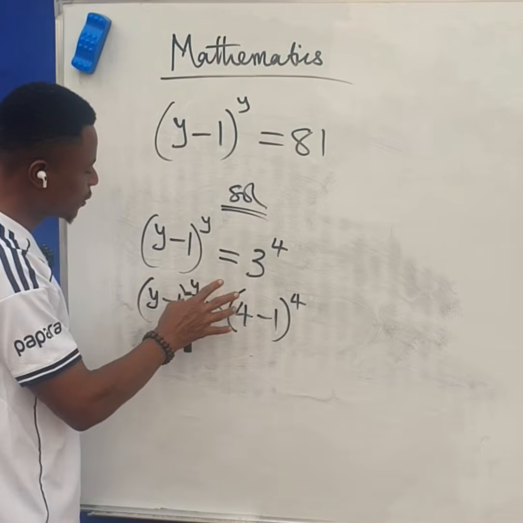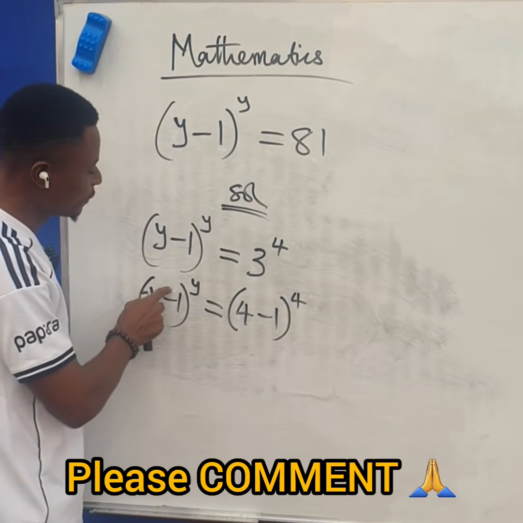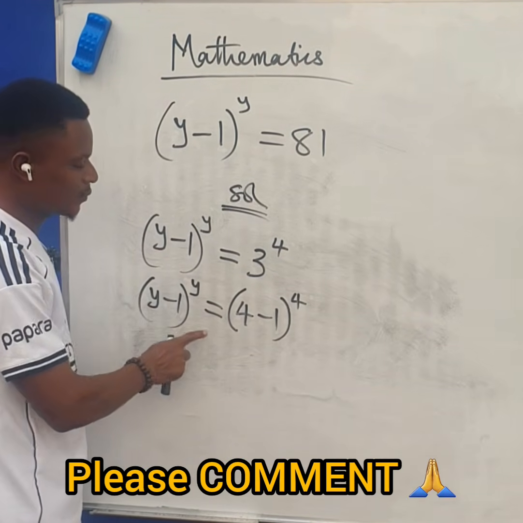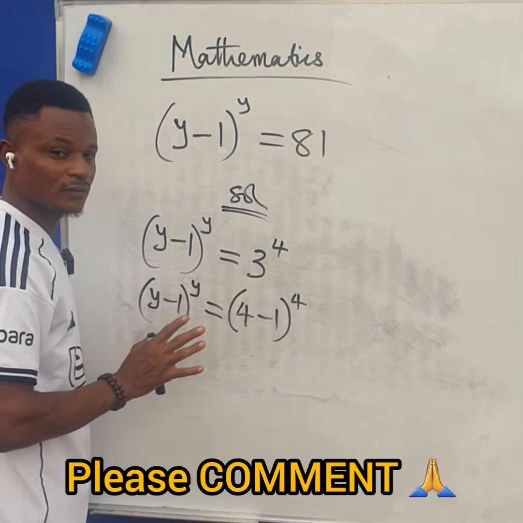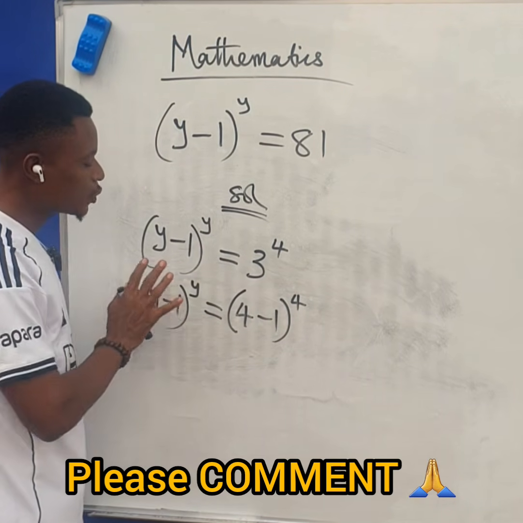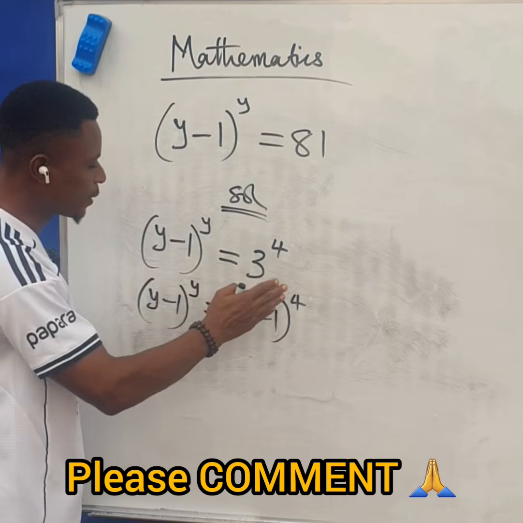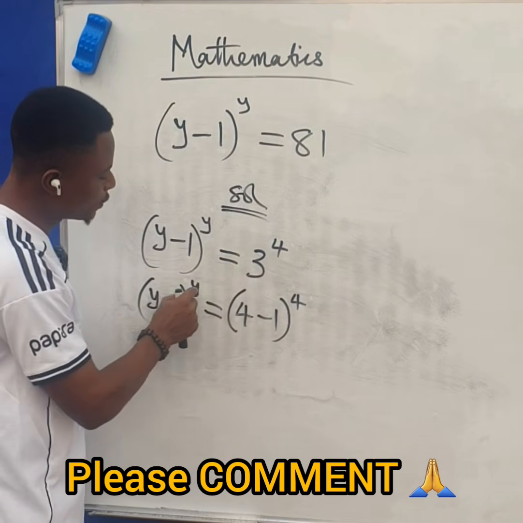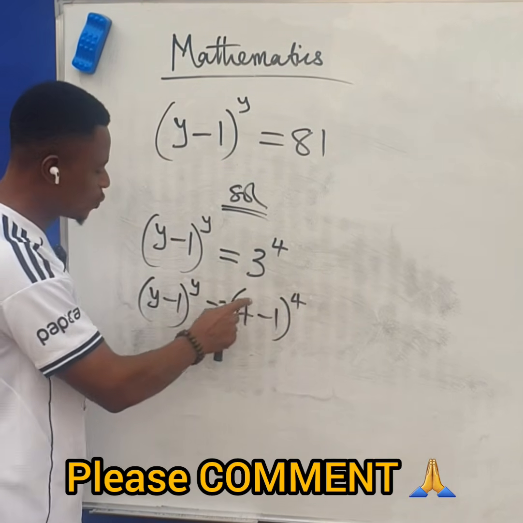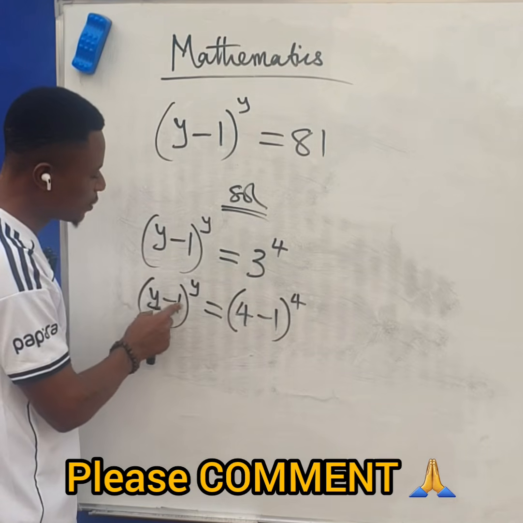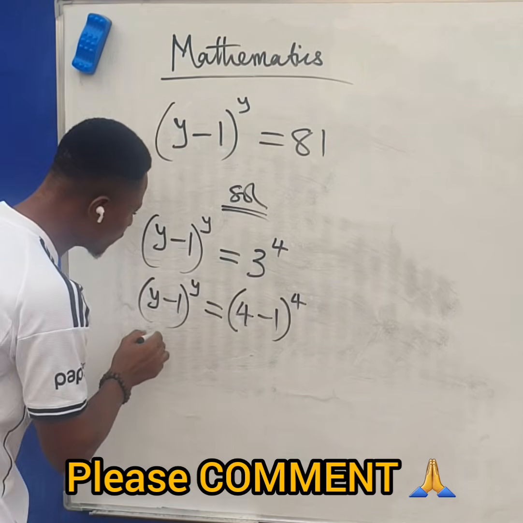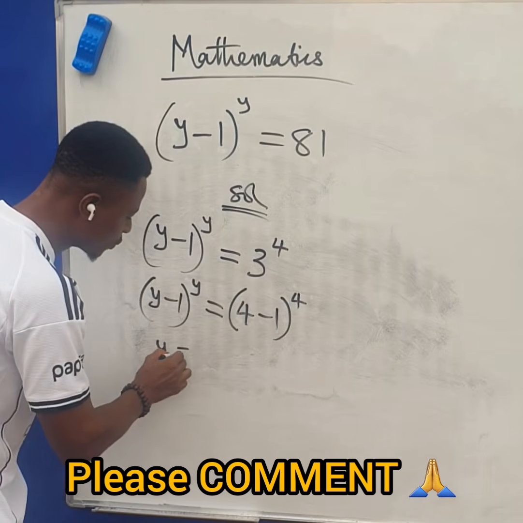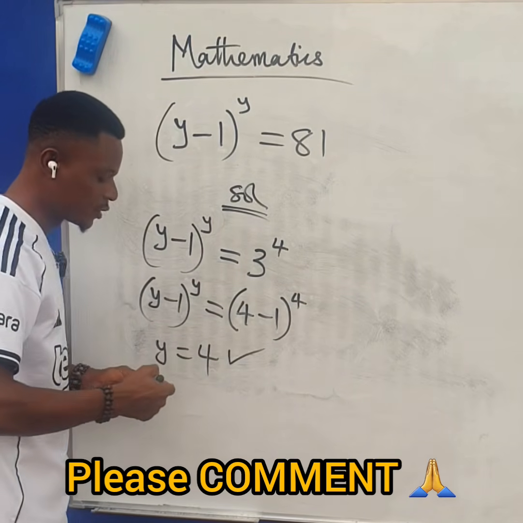And also, if you look at them, you can see that this first number here and this power are the same. And on this side, this number and the power are the same. You understand? So, because we have it in this form, we can simply compare. Now, if you compare the powers, you see that y is equal to 4. Or if you compare this side, you can see that this first number is equal to 4 here. So, in conclusion, we can say that y is equal to 4. And this is the answer to this question.